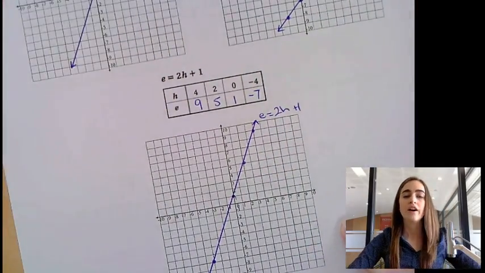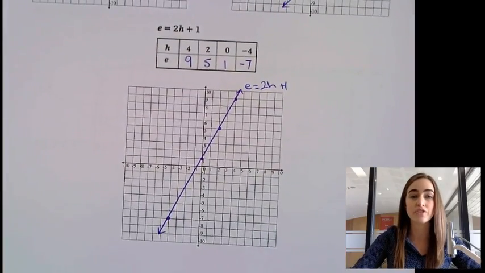All right, so that's how we can use a table of values to help us to graph straight lines.